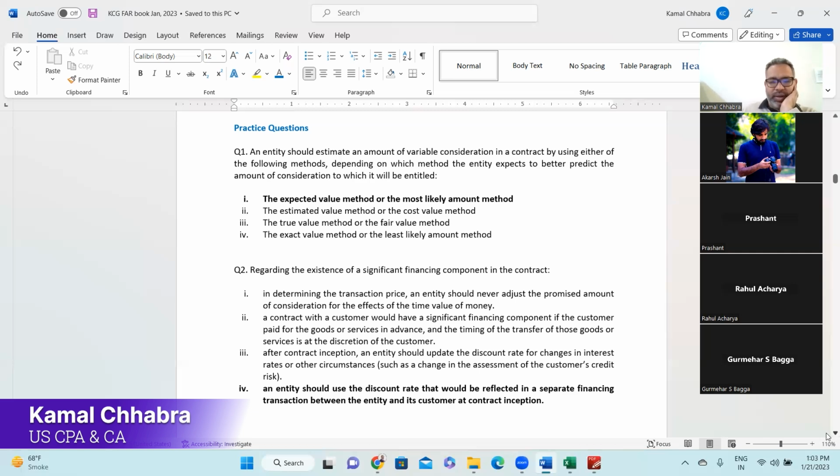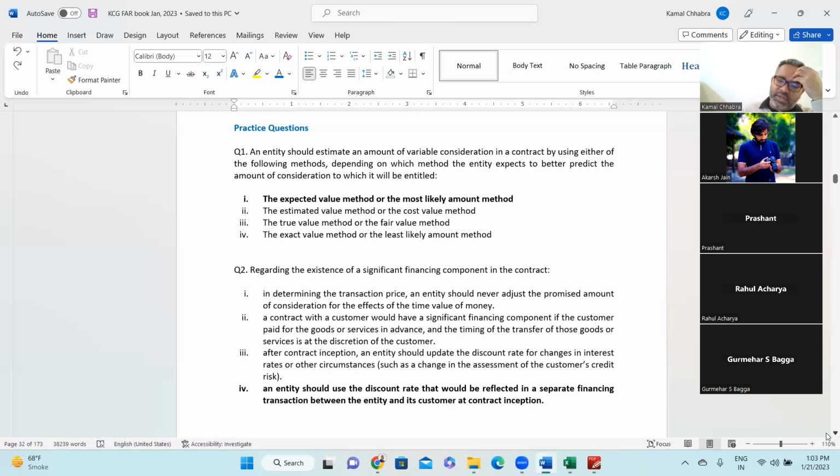Third is, after contract inception, the entity should update the discount rate for change in interest rate or other circumstances, such as change in the assessment of the customer credit risk. So what they are saying is, initially let's assume $10,000 was the price, and you have given a $1,000 discount, and the rest of the $9,000 you have given on financing. But later on, the finance rate has changed. So would that change the discount amount? Are you getting the third point?